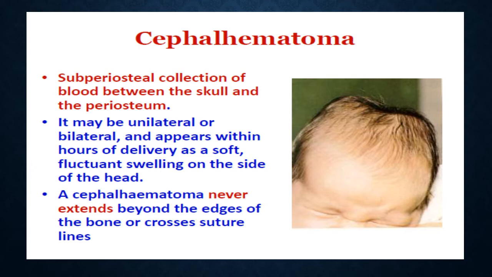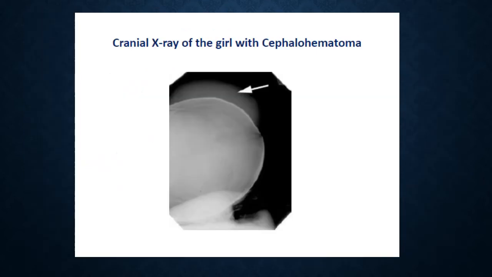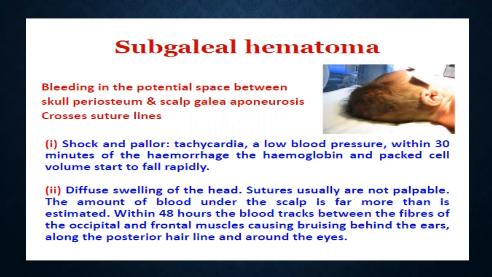A cephalhematoma never extends beyond the edges of the bone or across suture lines, and this is a very important differentiating point, because it is subperiosteal, and the periosteum is attached to the ends of bones, so it cannot cross the suture lines. This is the cranial X-ray of the girl with cephalhematoma. As you see there, it's a collection above the skull bones and under the skin. And it is very limited. You can see in the picture, it's not widespread around the skull. It's a specific point.